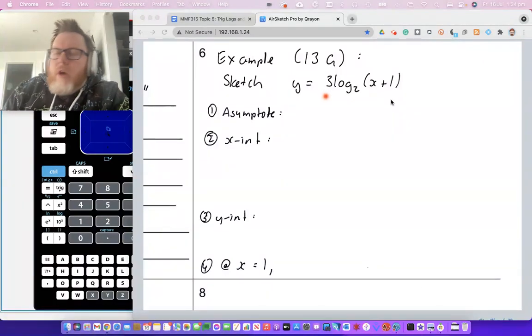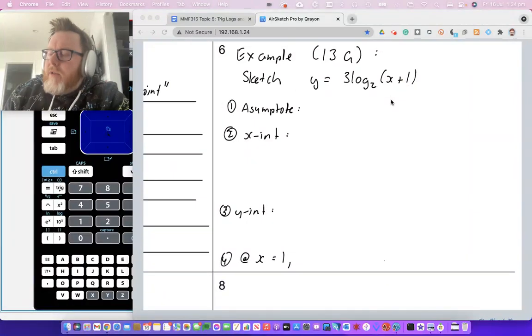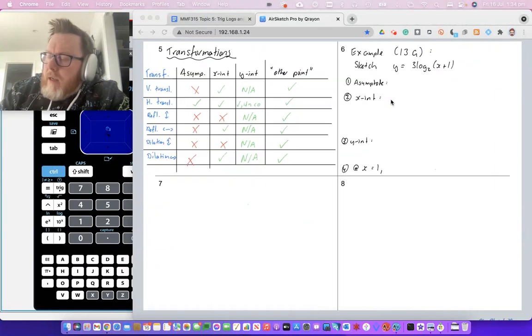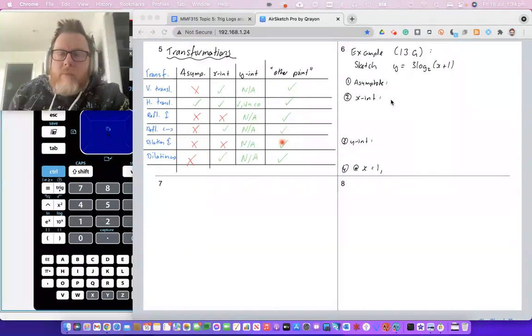So we can see that there is no reflection, that there is going to be a dilation in the same direction as the y-axis. There's going to be a translation to the left because it's plus 1. If we remember our transformations, we can see that this horizontal translation means there's going to be a y-intercept issue here. It's going to affect the asymptote, the x-intercept, and the other point as well. And for dilations, the other point is affected as well. So those are the sorts of things we should be looking at.